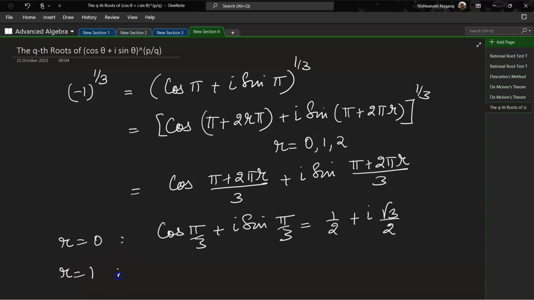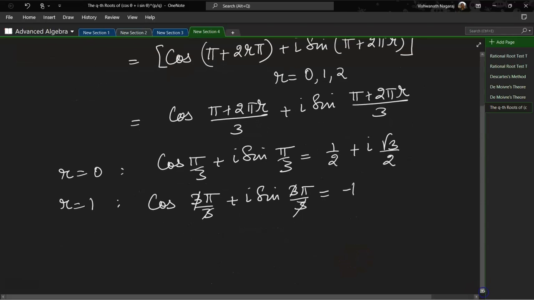Now let's put r equal to 1. What do we get? We get cos((pi + 2 pi) by 3) plus i sin((pi + 2 pi) by 3), so 3 pi by 3. The 3 cancels, and we get cos pi plus i sin pi. Cos pi is -1, i sin pi is 0. So the second root is -1.